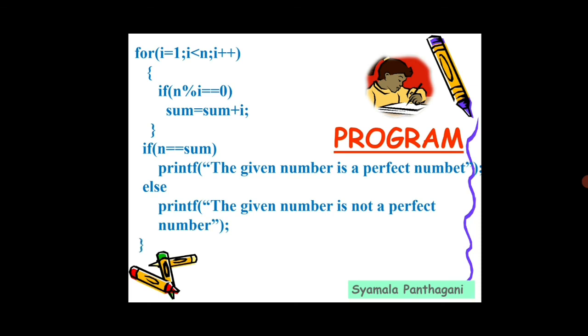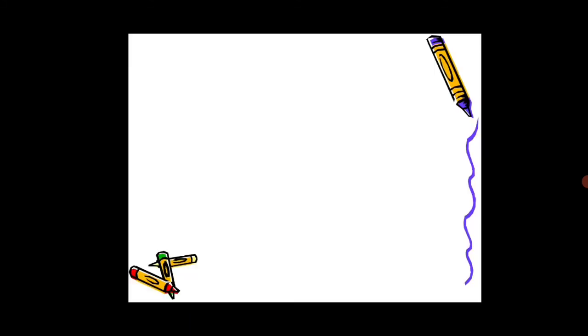Closed brackets. This is the logic behind prime and perfect numbers. Just a difference: there we have to write f is equal to f plus 1. Here, sum is equal to sum plus i. That is the difference between prime and perfect numbers. Remaining all is the same. Now I would like to explain this one also. How it will execute. Same logic and same explanation only.